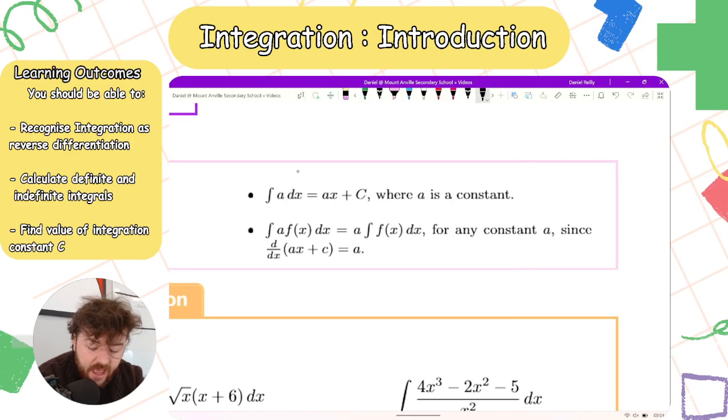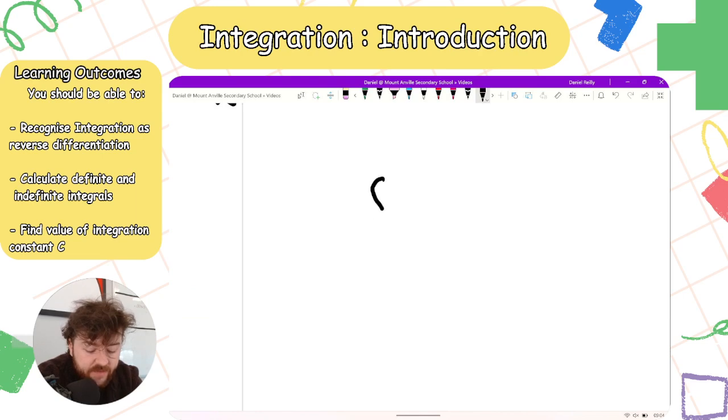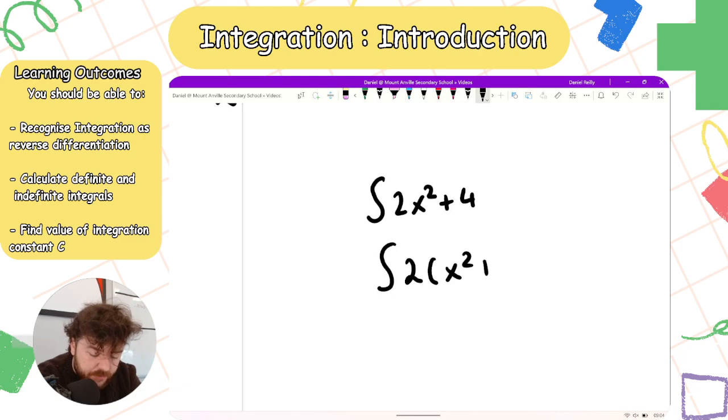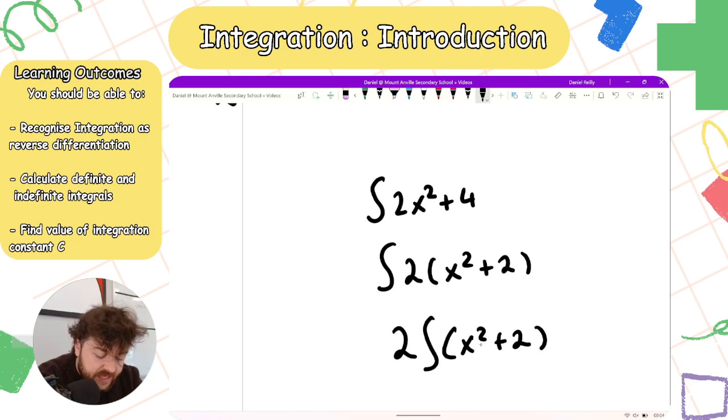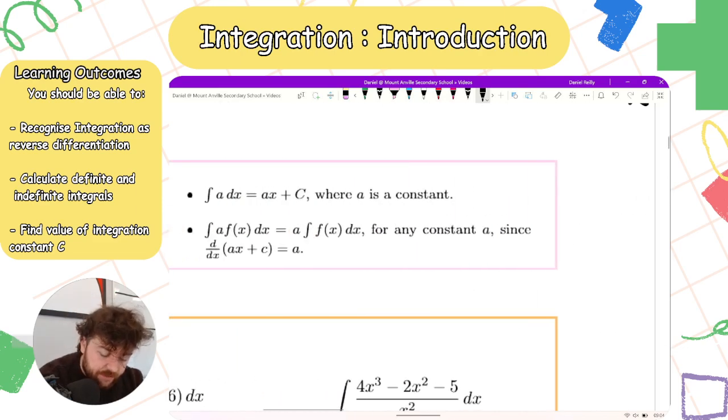If I'm integrating a constant, I just add an x. And if I have a common factor within a polynomial, I can always factor that outside my integration notation. So what do I mean here? Say I have the integral of 2x squared plus 4, and I notice, oh, I could factor out a 2 here: x squared plus 2. I can take that 2 outside the integral like that, integrate this, and then times it by 2. Do you have to? No. But it's just something I'm aware of.